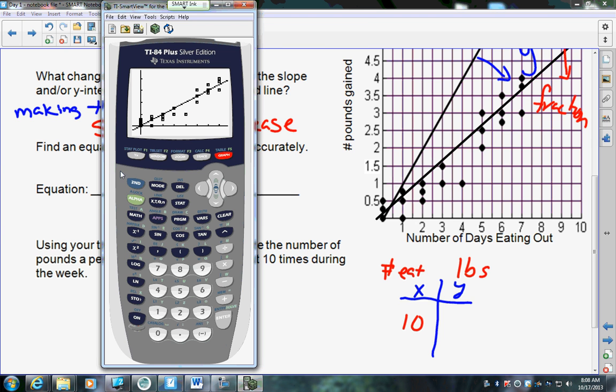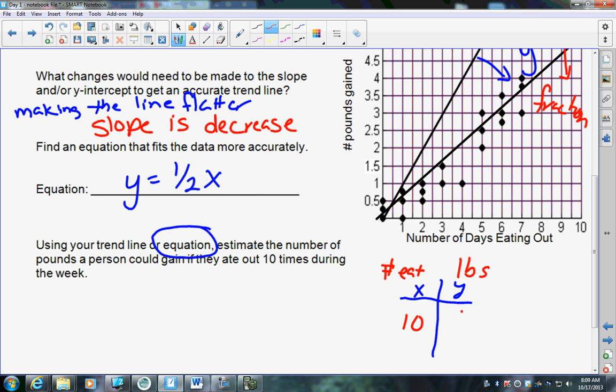So what we're going to do, we're going to go to our calculator. We already have our trend line equation in Y equals right there. So let's go to second graph. And you're going to go in the table, and you're going to look and see where X is 10. Where X is 10, Y is 5. So according to our prediction, if you go out to eat 10 times a week, you're going to gain 5 pounds. So you should be able to use that equation now to try and make predictions based on how many pounds you might gain if you go out to eat.